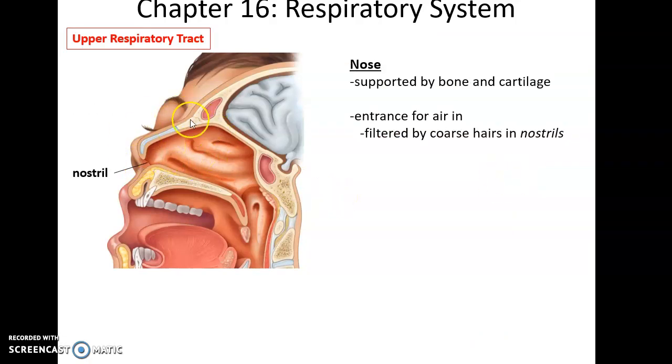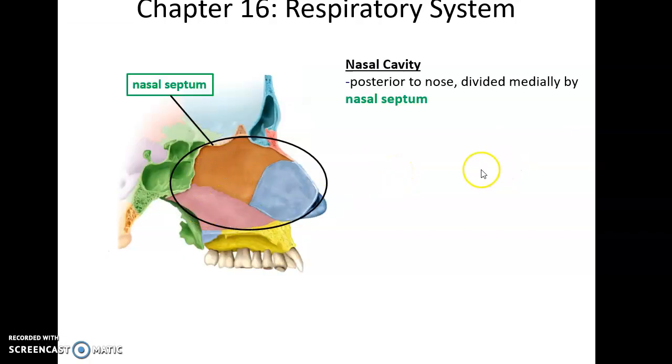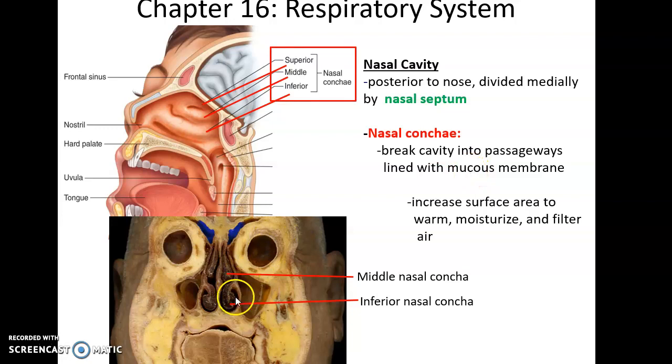The nose is supported by bone and cartilage, and it is the entranceway for air. And as air enters, it starts to be filtered by the coarse hairs found in the nostrils. Obviously, air can also exit the nose. There is a wall, a nasal septum, that divides the nasal cavity into a right side and a left side. And on the lateral walls of the nasal cavity, you find three structures pushing into the space of the nasal cavity. These are the nasal conchae.